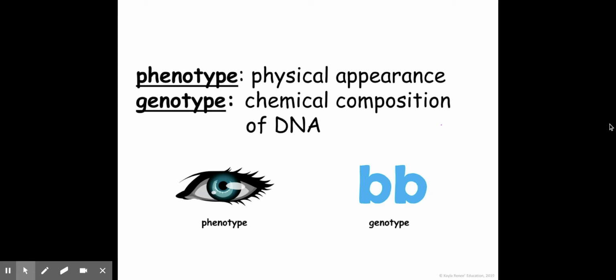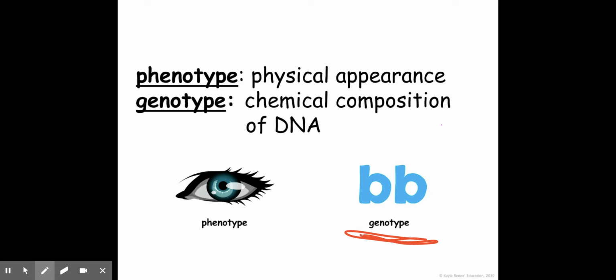When we talk about our alleles and our genes, we have to talk about the phenotype and the genotype. The phenotype is the physical appearance. It's something that you can physically see on a person. The genotype is the chemical composition of the DNA. The genotype is the allele representation, those two letters that we put together. Over here, you can see we have a genotype of lowercase b for eye color. This is going to be a blue eye color. So this is what this person got in their alleles from their parents.